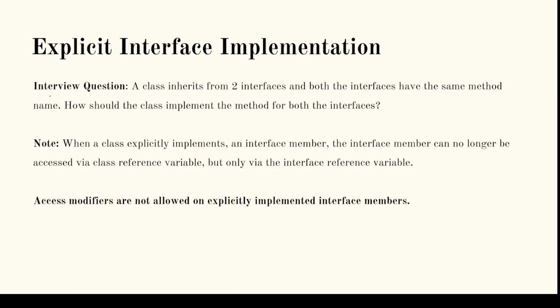So this is one of the most important interview questions that you might be asked for the interfaces. Let's read out the question. A class inherits from two interfaces and both the interfaces have the same method name. How should the class implement the methods for both the interfaces? This is the same example that we have seen in this demo where we have two interfaces IEmployee and IPerson, and both of these interfaces have the same method, that is PrintName, and we have to use the explicit implementation of interface to implement the methods from both the interfaces.